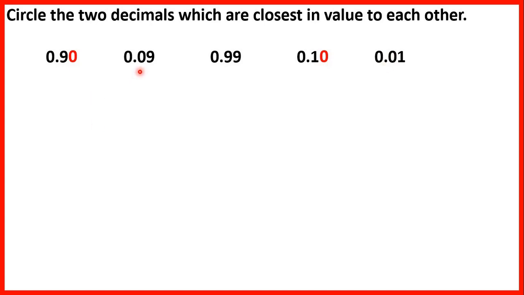So the numbers that are closest together are 0.09 and 0.1, because if we ignored the decimal point with our end zeros, we can see that 9 and 10 would be closer than any other numbers if we ignored the decimal point.